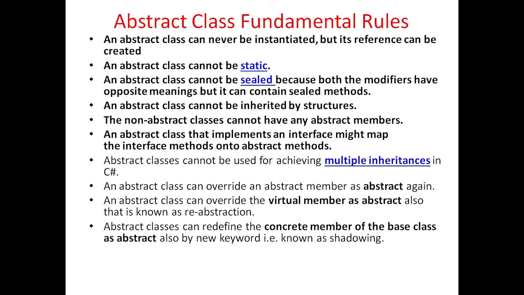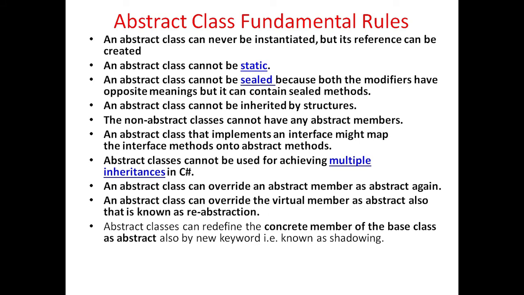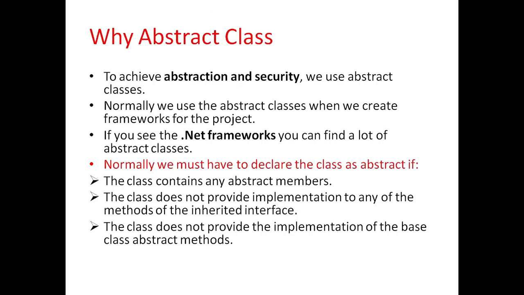An abstract class that implements an interface might map the interface methods onto abstract methods. Abstract classes cannot be used for achieving multiple inheritance. It cannot override an abstract member as abstract again. It can override the virtual member as abstract also. That is known as re-abstraction. Abstract classes can redefine the concrete member of the base class as abstract also by new keyword that is known as shadowing.